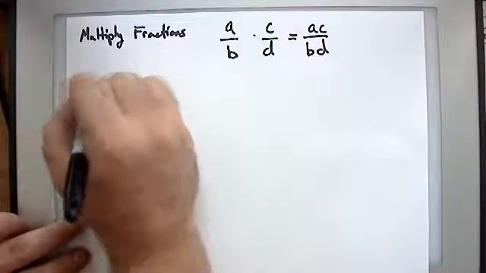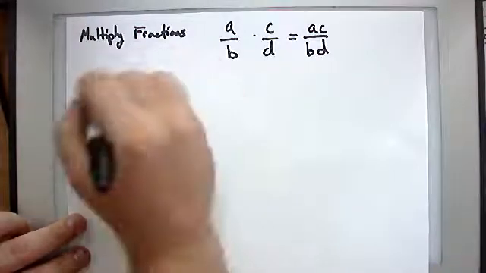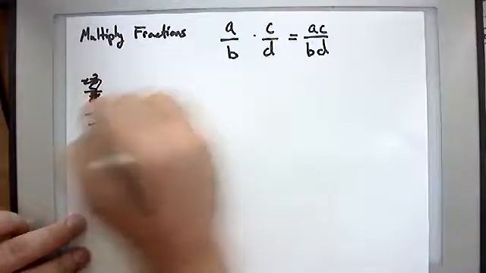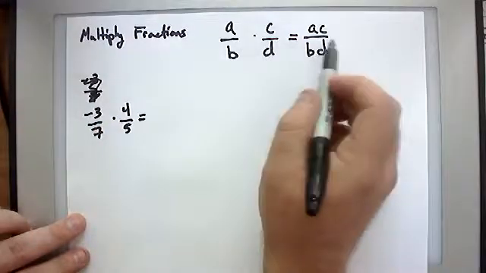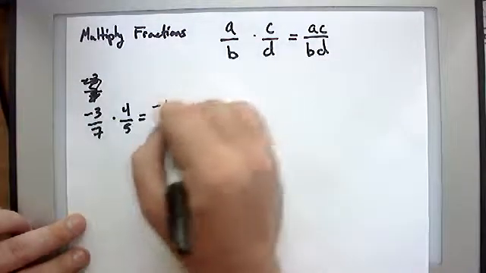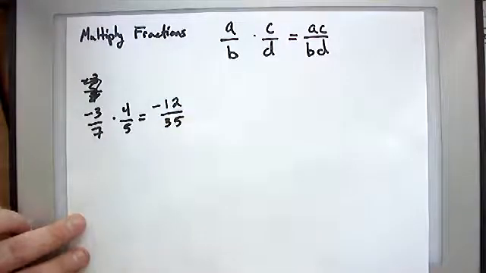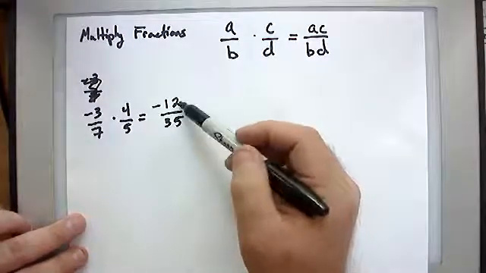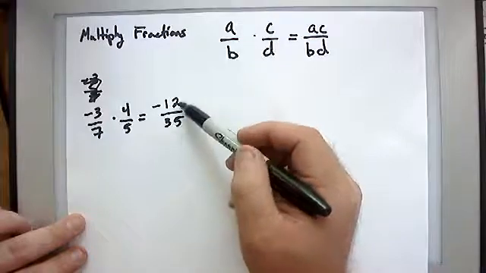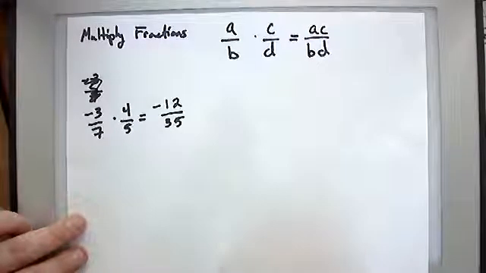So at its most basic, let's say I had -3 over 7 times 4 over 5. Well, like I said, just multiply straight across. -3 times 4, that's -12. 7 times 5, that's 35. And the only thing you need to do now is just check for reduction. Does anything go into 12 and 35? Well, what goes into 12? 2, which does not go into 35. 3, which is not going to 35, 4, which is not going to 35, and 6, which does not go into 35. So in that case, we're clear.